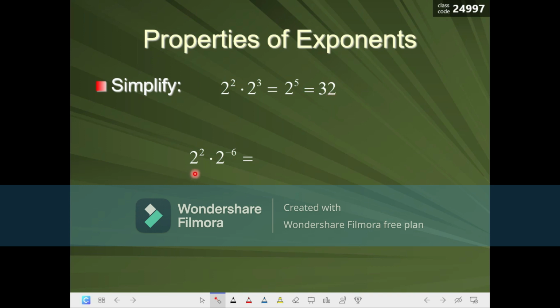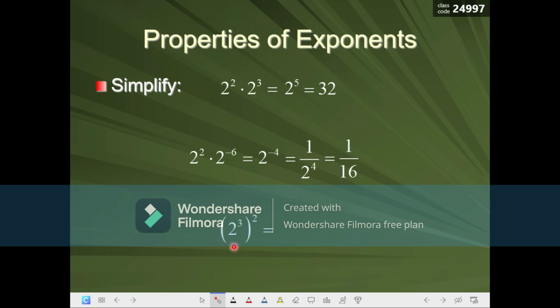Okay, how about this one? 2 cubed times 2 to the power of negative 6. Again, you have to add the exponents. 3 plus negative 6 is negative 3, so you get 2 to the power of negative 3. And we already clarified that if there's a negative exponent, we make it positive. So 2 to the power of negative 3 is 1 over 2 cubed. Then we express this in simplest form: 1 over 8. Multiply 2 by itself 3 times.